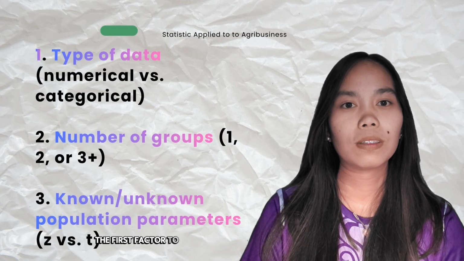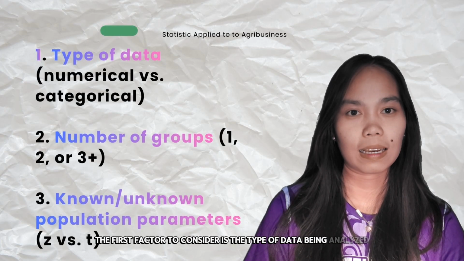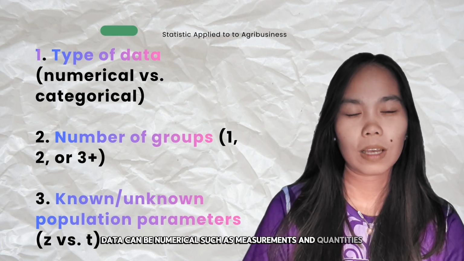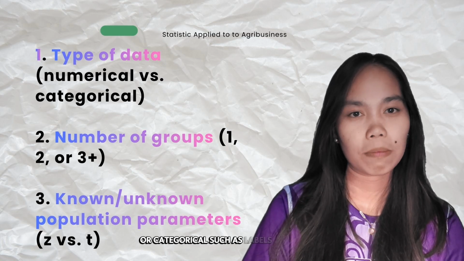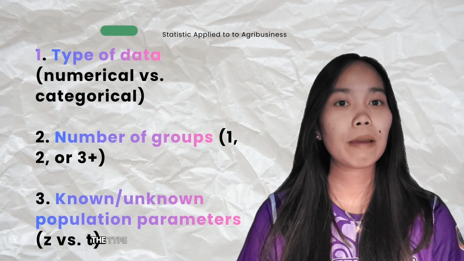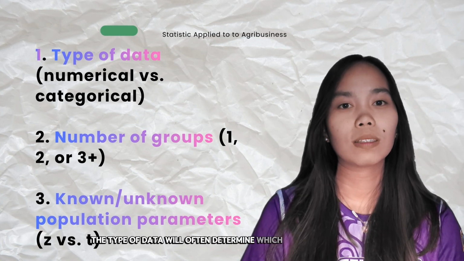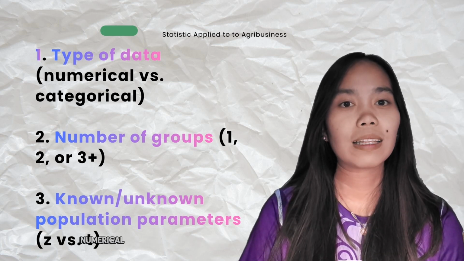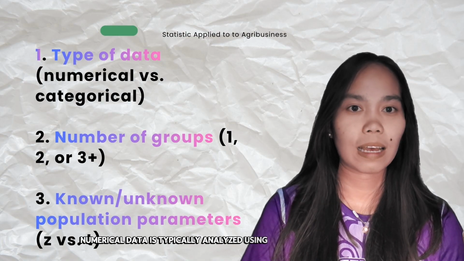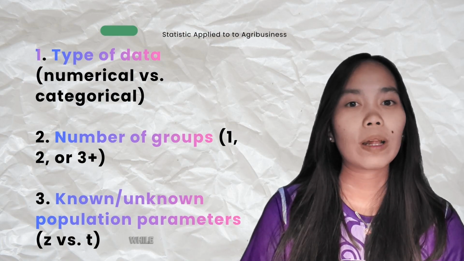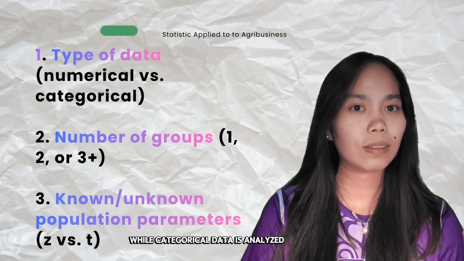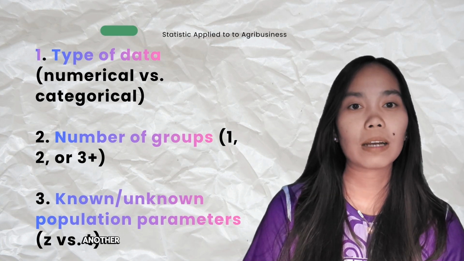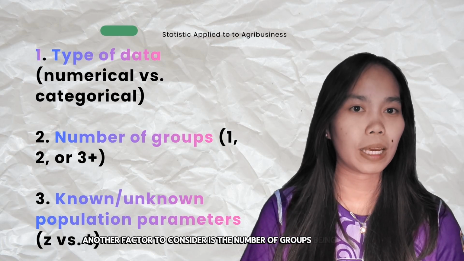The first factor to consider is the type of data being analyzed. Data can be numerical, such as measurements and quantities, or categorical, such as labels and groups. The type of data will often determine which statistical methods are appropriate. For example, numerical data is typically analyzed using tests that compare means, while categorical data is analyzed using tests that examine relationships or frequencies.